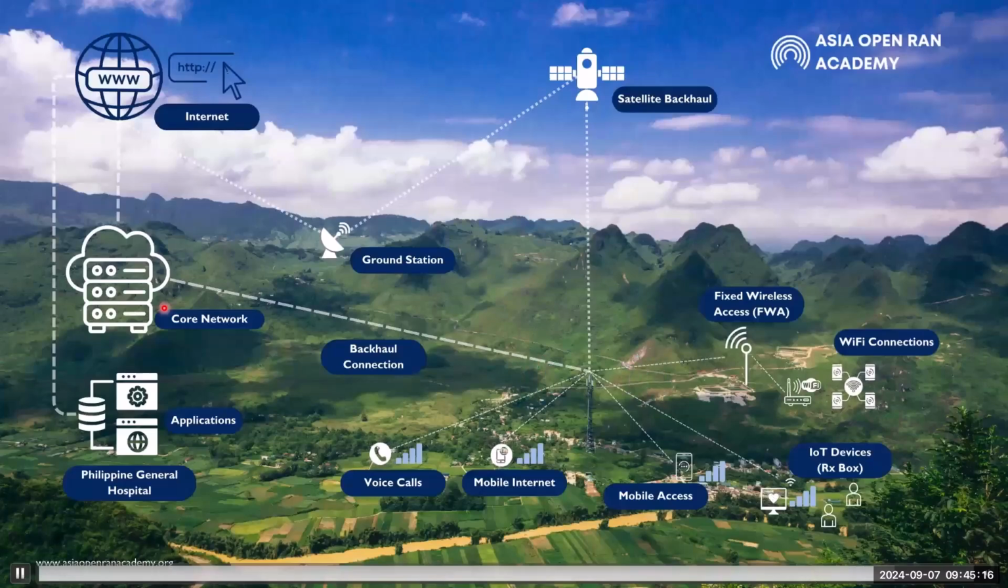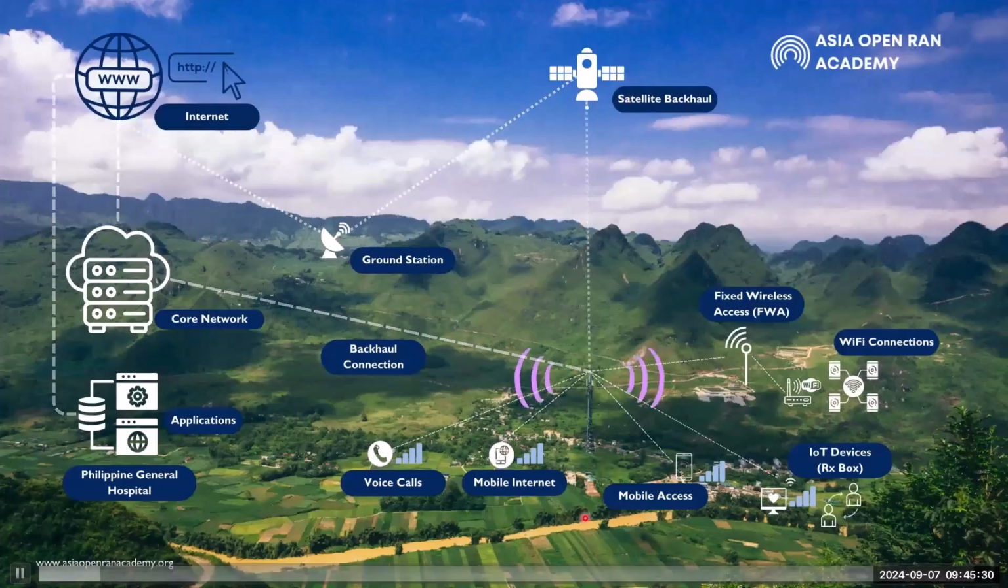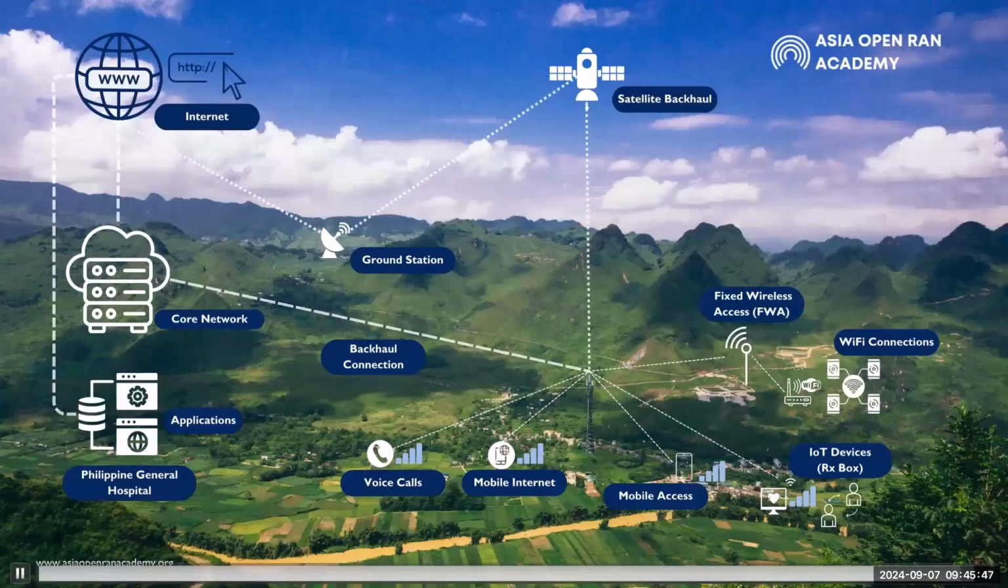Now, if there's a challenge in connecting it to the core network dahil sa terrain or walang fiber optic, now you can have the option to use Starlink or satellite backhaul. So you will transmit the signal going to Starlink, going to ground station, going to the internet, and going back to the core network. Okay, so these are one of the simple solutions that we can provide to have a coverage in an isolated area.